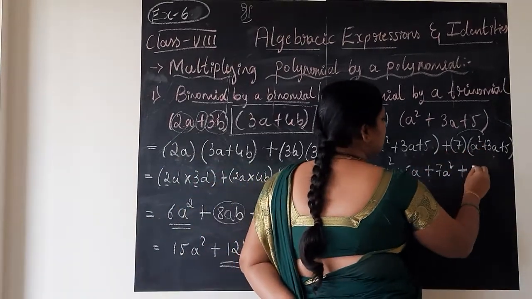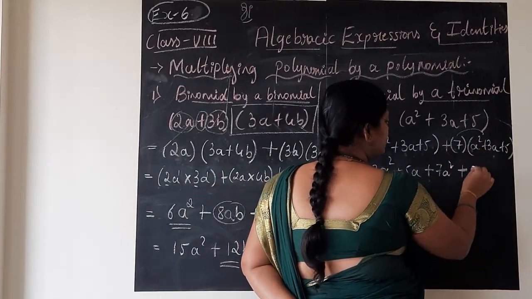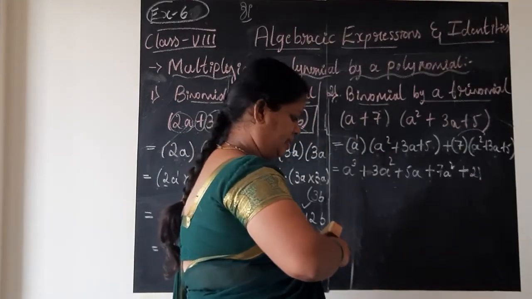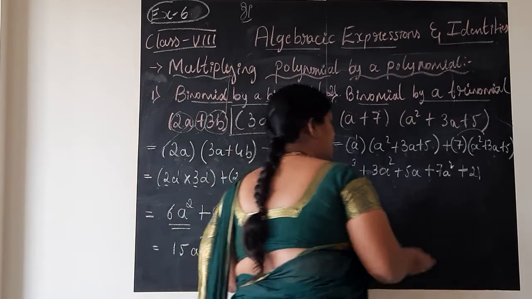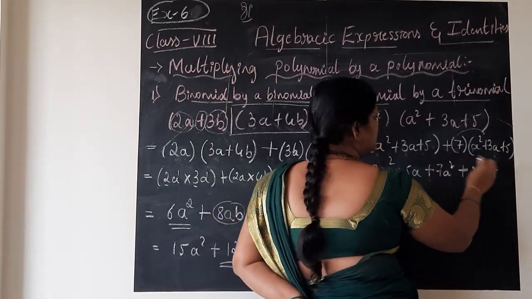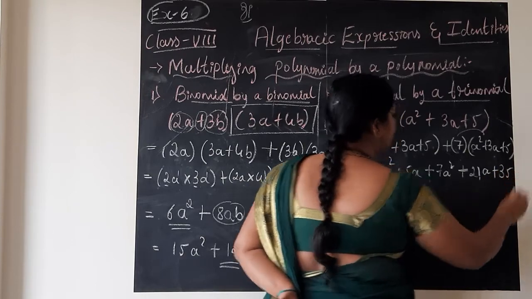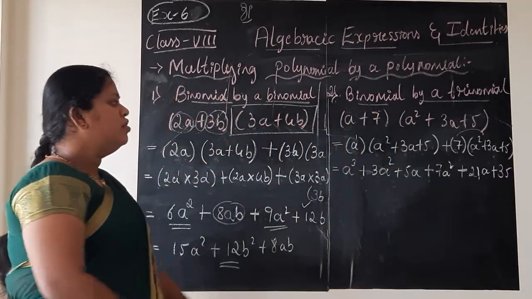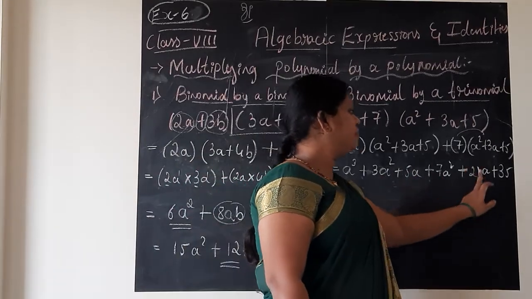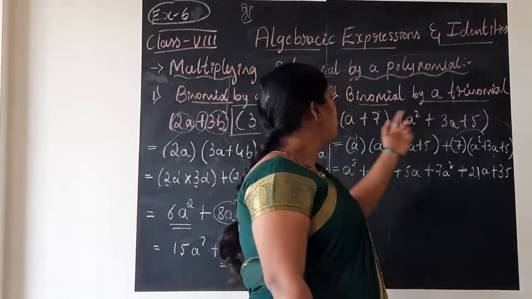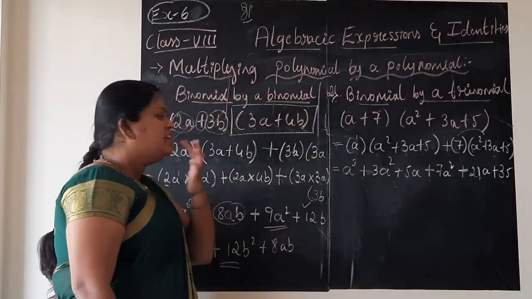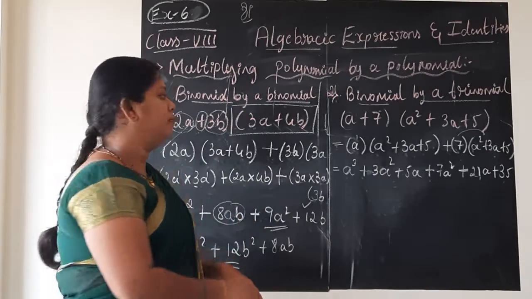7 into 3, 21. No variable is there, means 21a, plus into plus. 7 5s are 35. It is only constant. So we got a cube plus 3a square plus 5a plus 7a square plus 21a plus 35 on multiplying a plus 7 into a square plus 3a plus 5. Is this the last step? No. One more step we need to do.